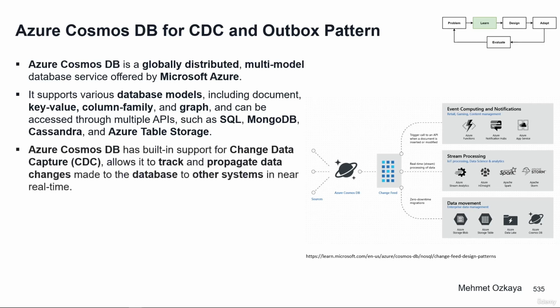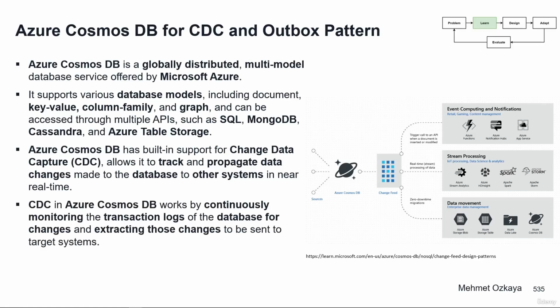So Azure CosmosDB has built-in support for change data capture, which allows it to track and propagate data changes made to the database to other systems in near real time. Change data capture in Azure CosmosDB works by continuously monitoring the transaction logs of the database for changes and extracting those changes to be sent to the target systems.